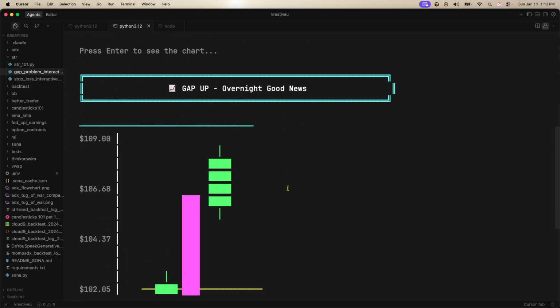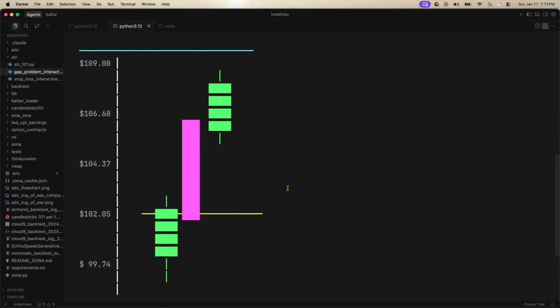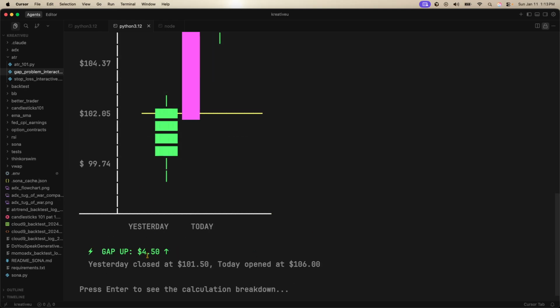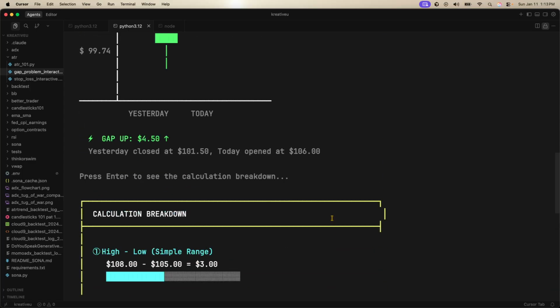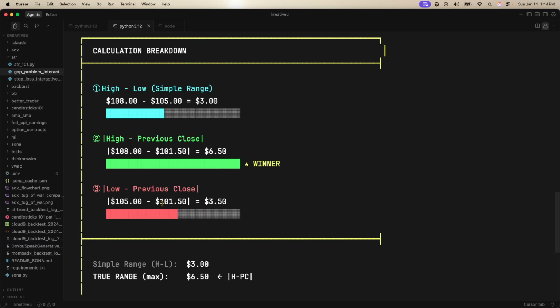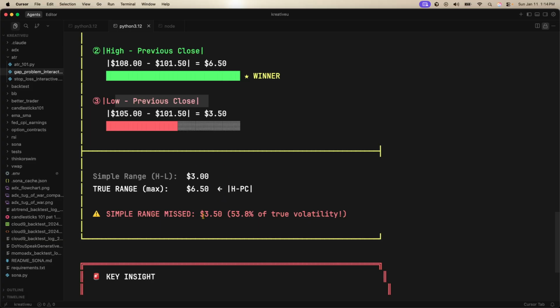So here's what happens with the overnight gap for good news. Here's the close, and here's what happened with the gap up. We gapped up $4.50 based off yesterday's close. Calculations using the simple range: the high, the previous close, the previous close high, then previous close low. With the simple range, we missed the 3.50, almost 53% of true volatility.